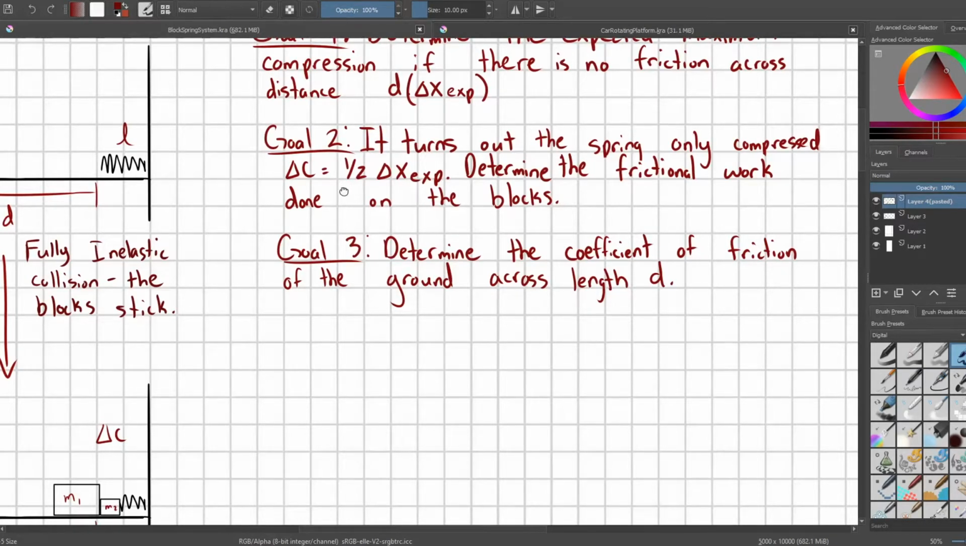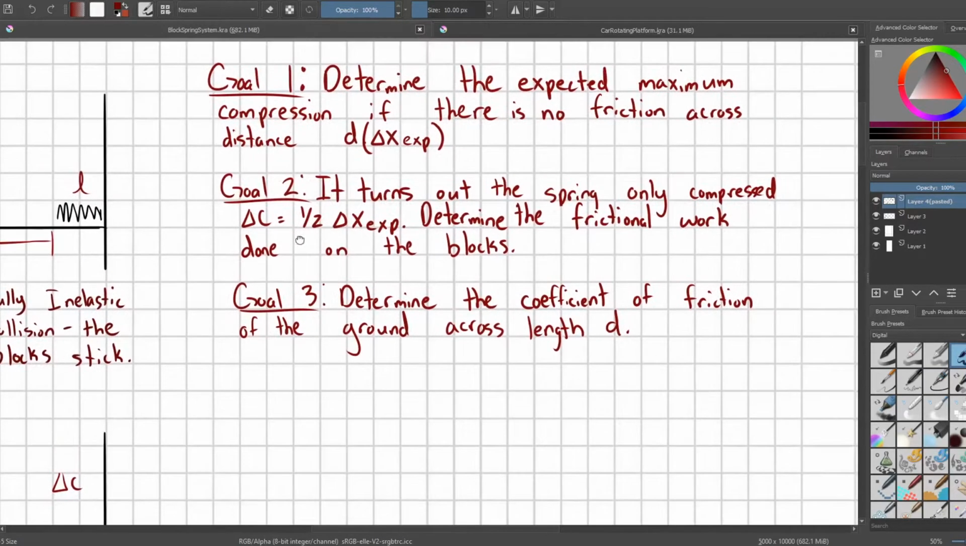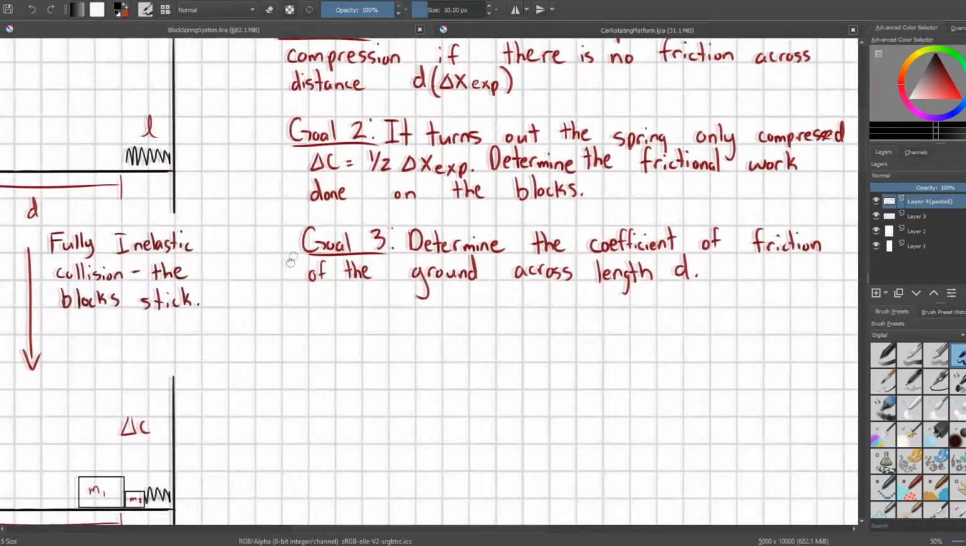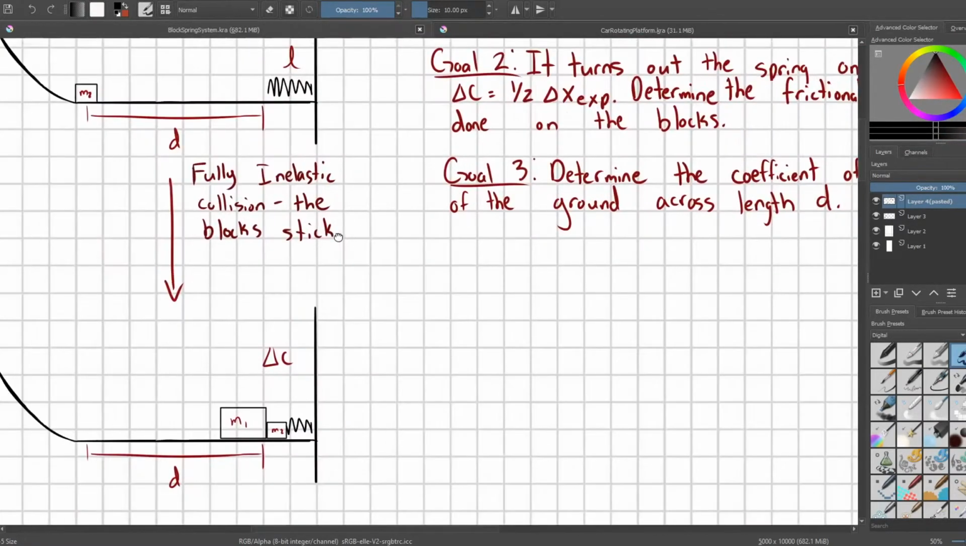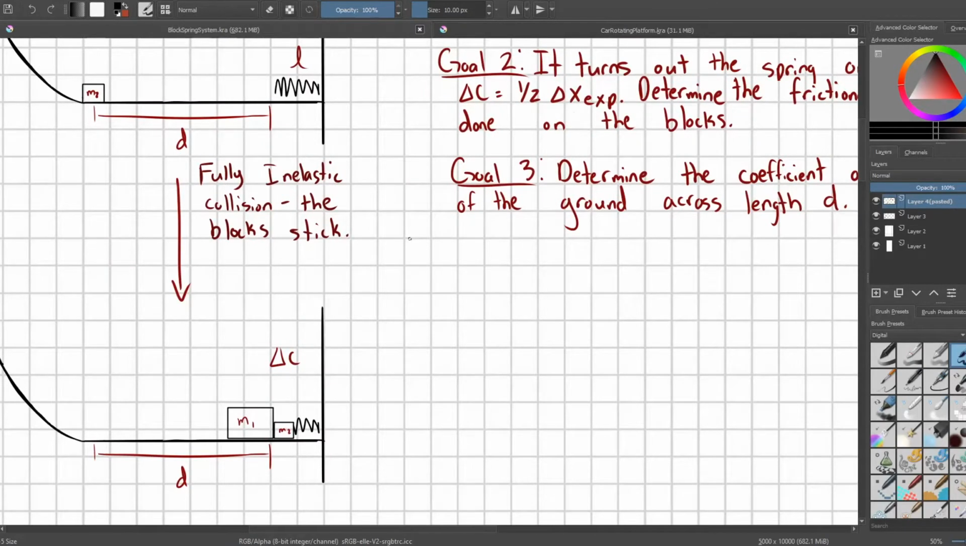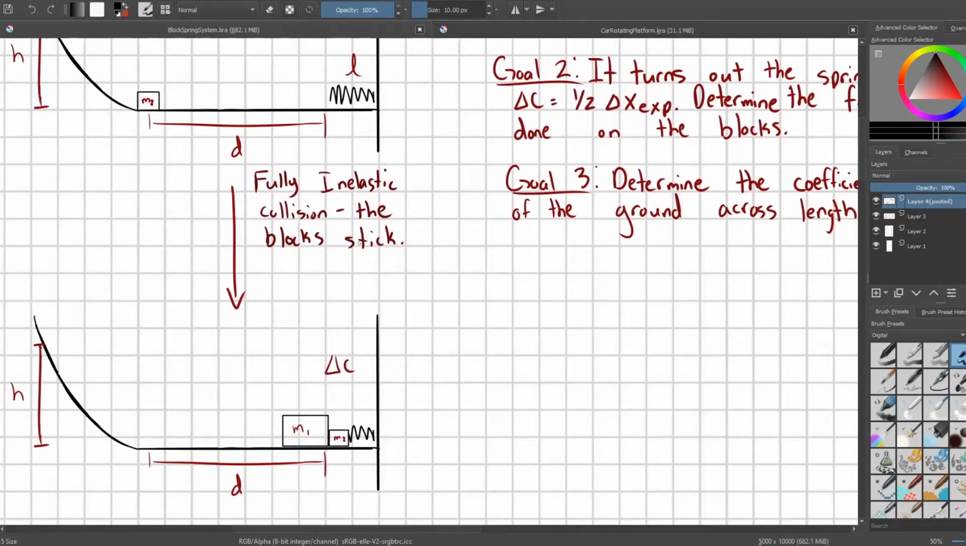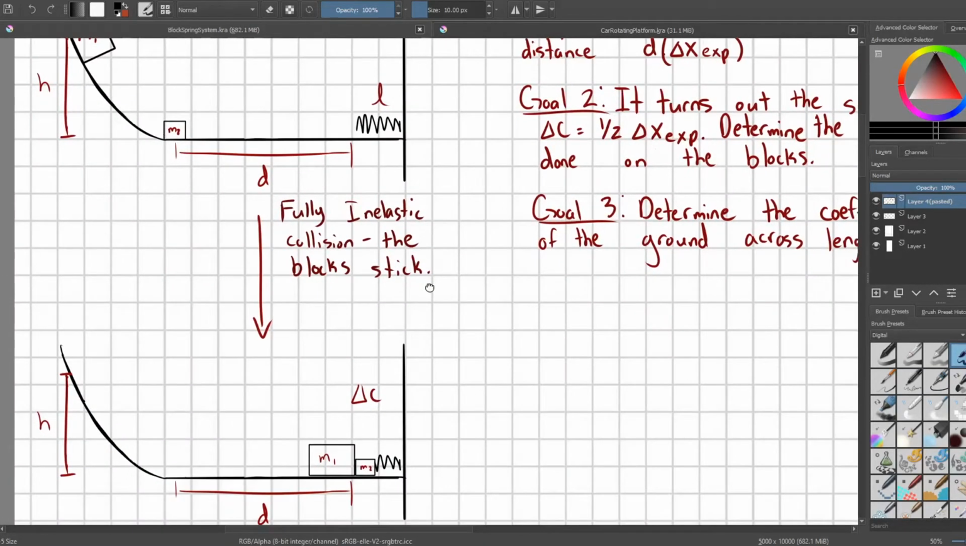So we'll go ahead and just jump in first with goal number 1, to determine that expected maximum compression. And we're going to do this with a bit of the law of conservation of energy and the law of conservation of momentum.